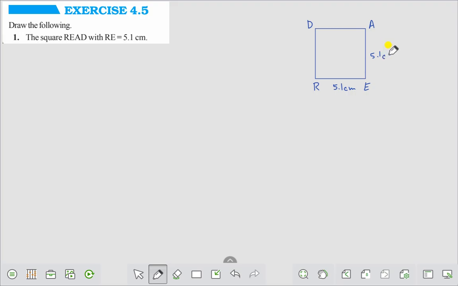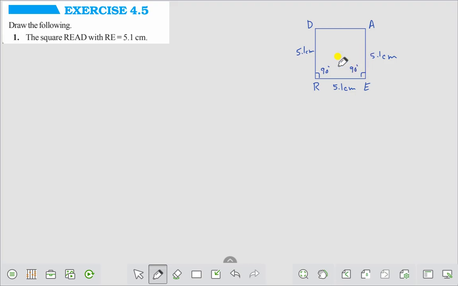You have drawn a rough sketch of this square. This is also 5.1 centimeter. And we know that in a square all the angles are 90 degree. Therefore this is 90 degree, and this is also 90 degree.